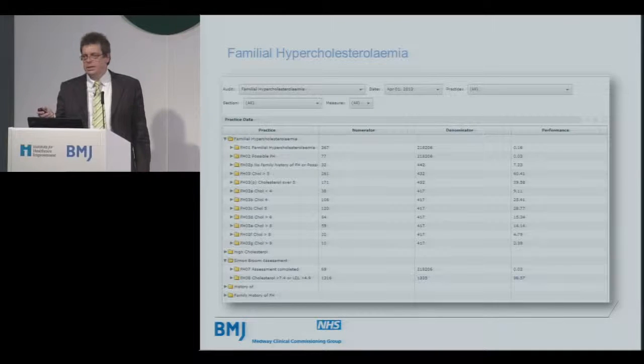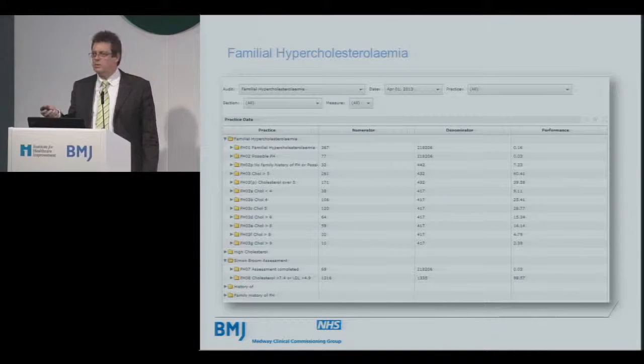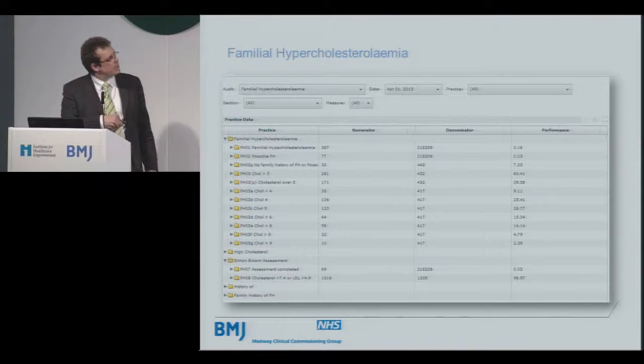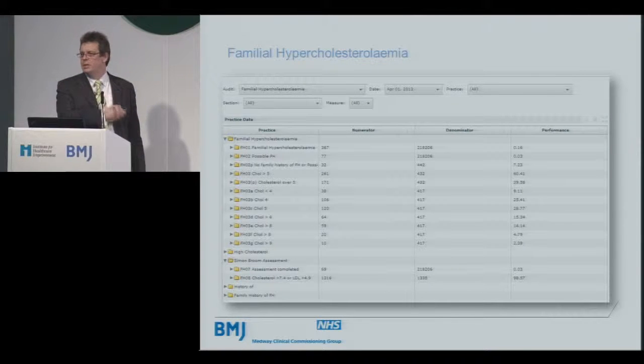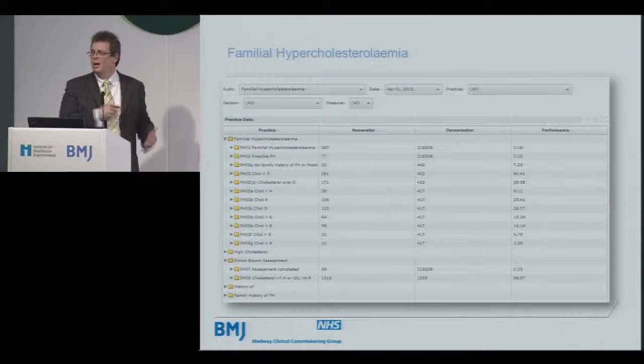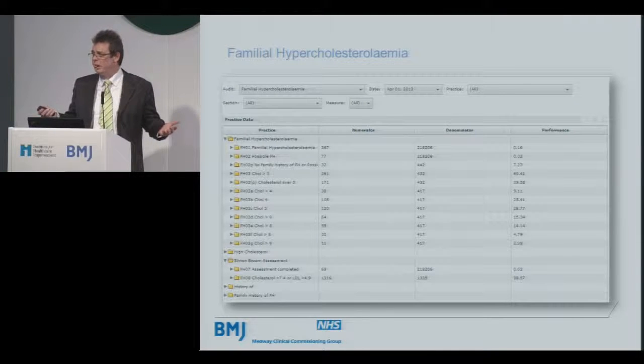And if you're homozygous for the genetic things, you will have cardiovascular disease in your teens. This is something that is very, very treatable and very manageable. And yet, we're doing such a bad job at it at the moment.